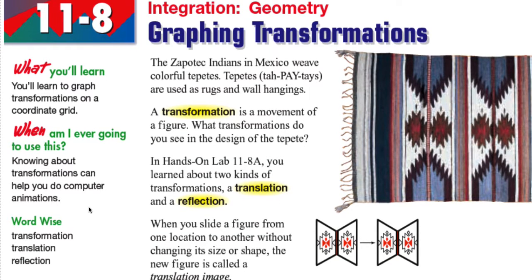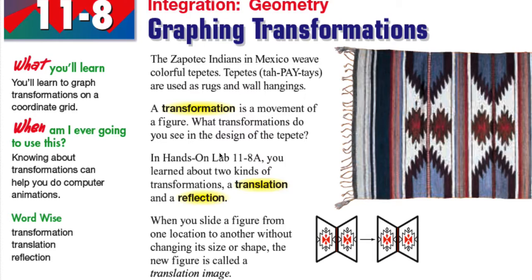The Zapotec engines in Mexico weave colorful tapetes. Tapetes are used as rugs and wall hangings, just like the one that you see on the right. A transformation is a movement of a figure, so that's a general definition of a transformation. It's a movement of a figure. So what kind of transformations do you see in the design of the tapete?